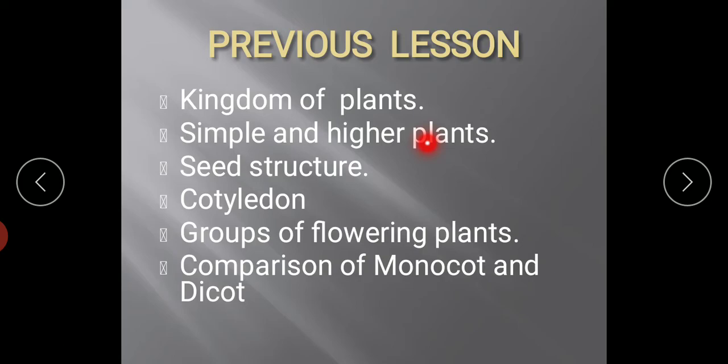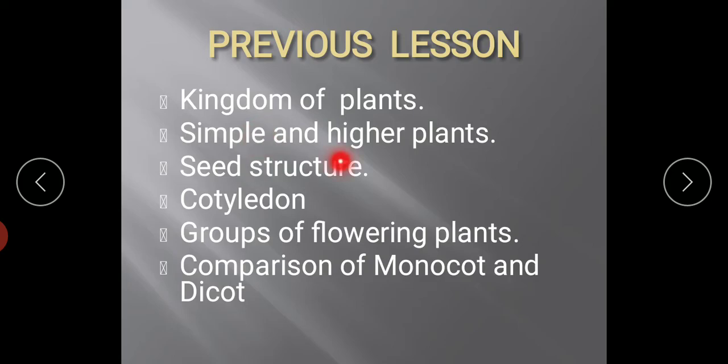They have true structures of root, stem, and leaves, while simple plants have no true structures of root, stem, leaves, etc. Higher plants are reproduced by seeds. Simple plants are reproduced by spores.